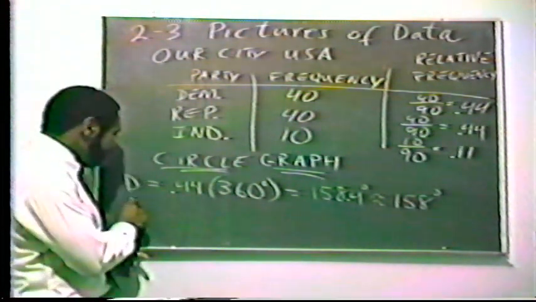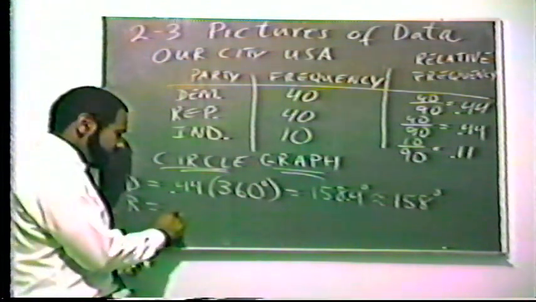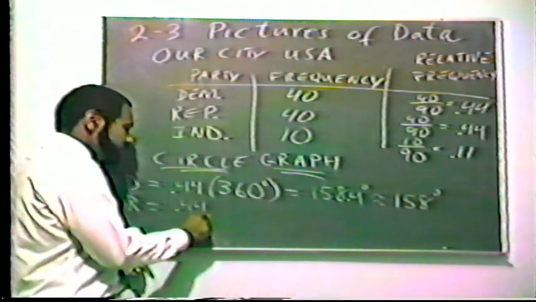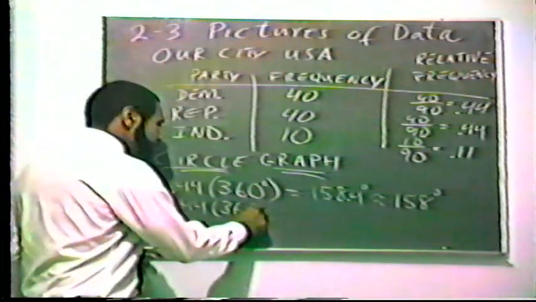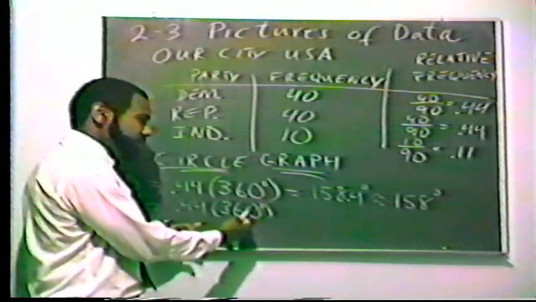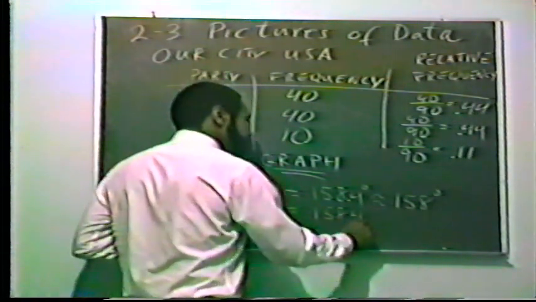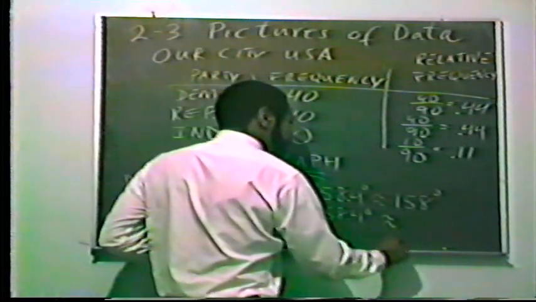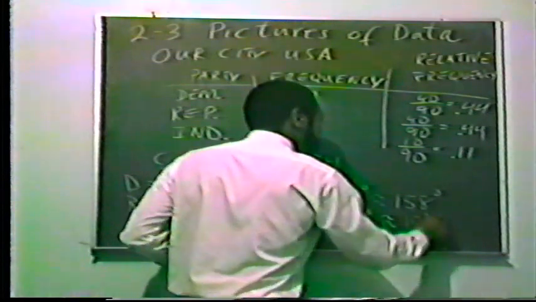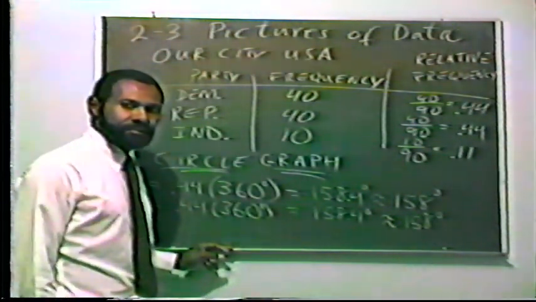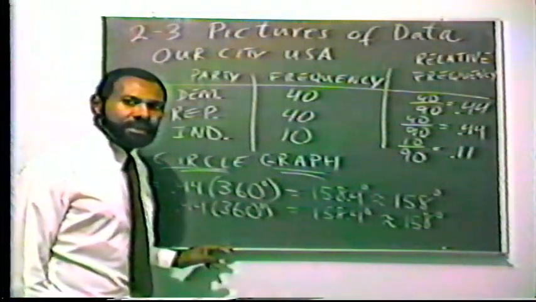Now, next we have to look at the Republicans. For the Republicans, we still have 44% of the circle. The total circle is 360 degrees. That gives us the same number that we had for the Democrats, 58 degrees. And then we come to the independents.